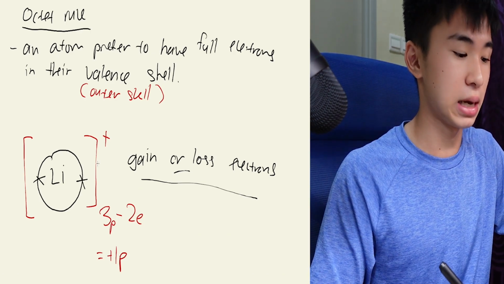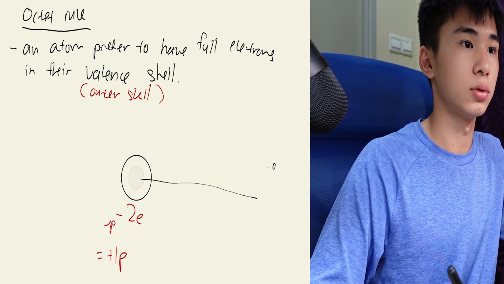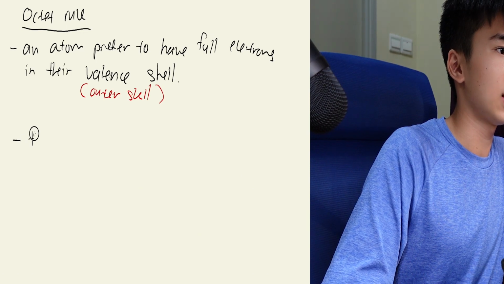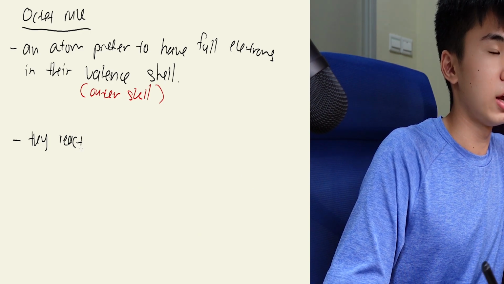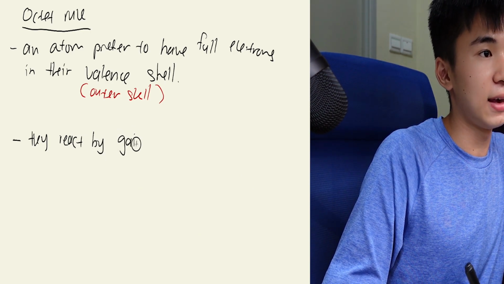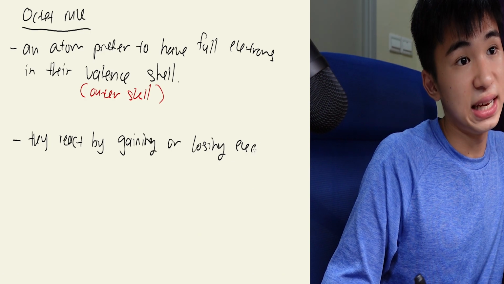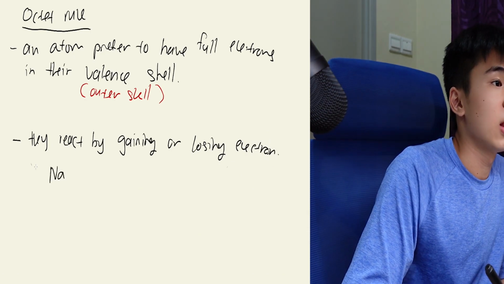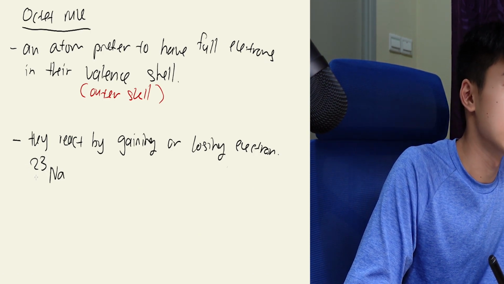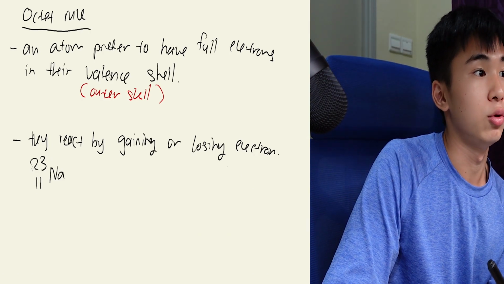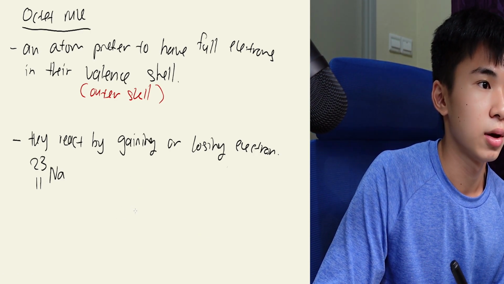So let's try another example. I'm just going to erase everything except for the rule. So they react by gaining or losing electron or electrons. So I know that the nucleon number of sodium is 23 and the proton number of sodium is 11. So this is the nucleon number and this is the proton number. Right now I'm just going to draw out the atom.